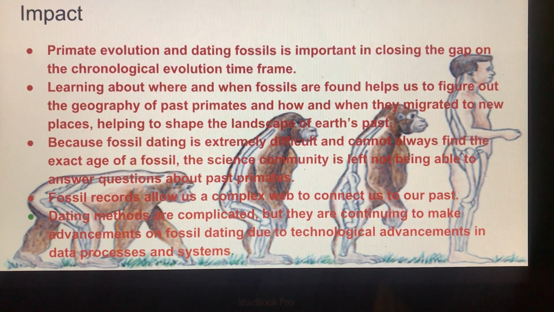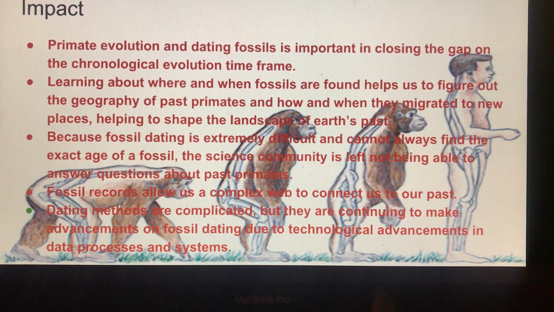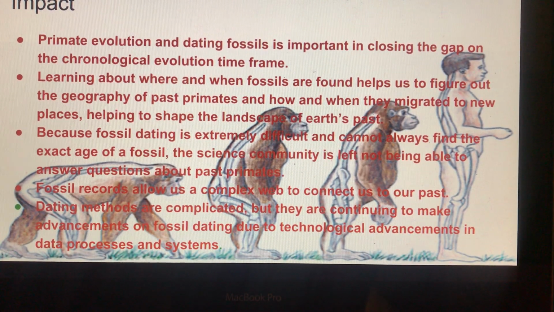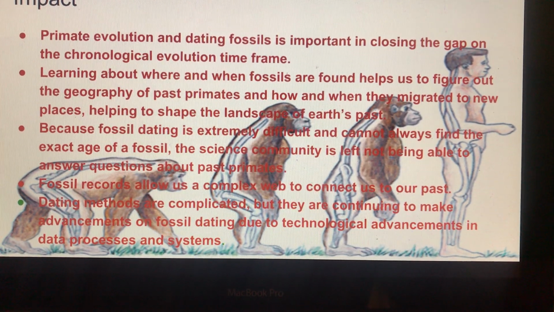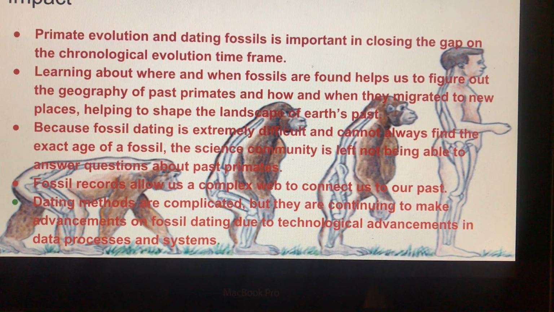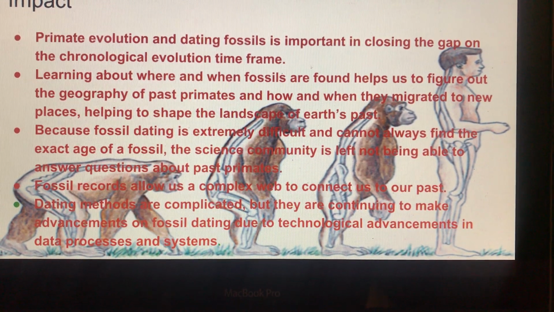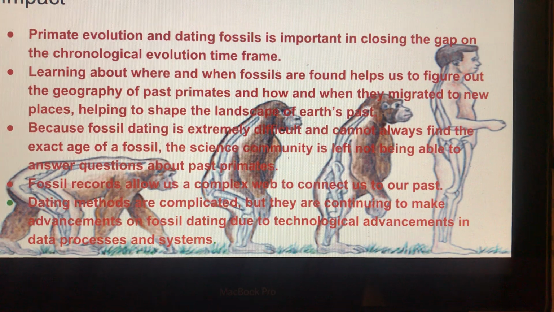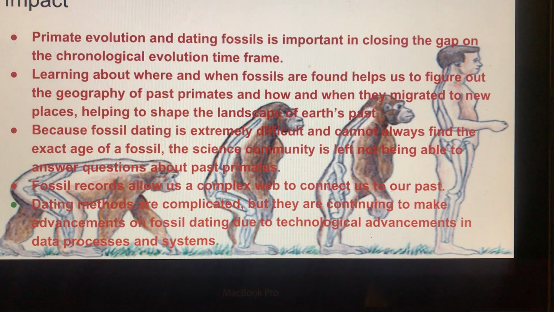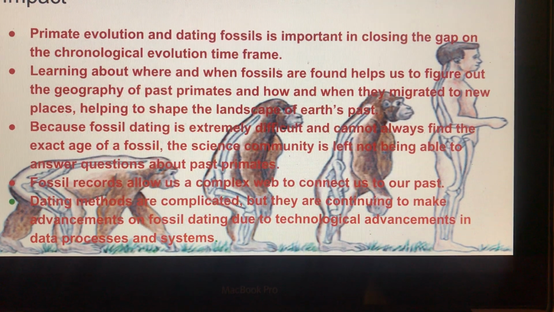The impact. Primate evolution and dating fossils is important in closing the gap on the chronological evolution timeframe. Learning about where and when fossils are found helps us to figure out the geography of past primates and how and when they migrated to new places, helping to shape the landscape of Earth's past. Because fossil dating is extremely difficult and cannot always find the exact age of a fossil, the science community is left not being able to answer questions about past primates.